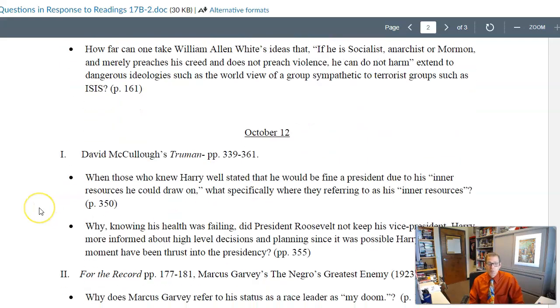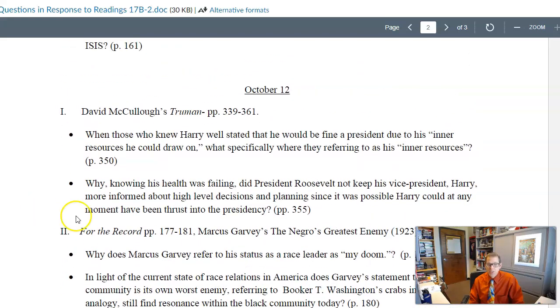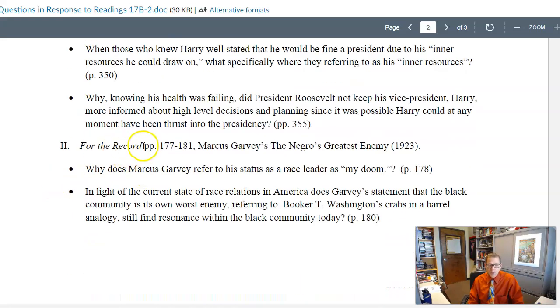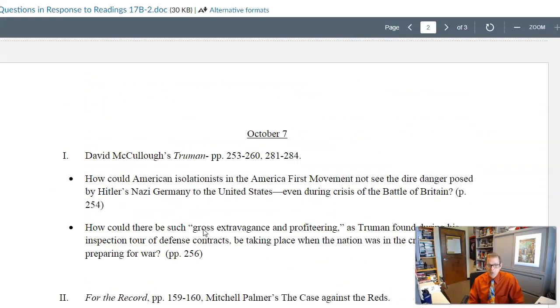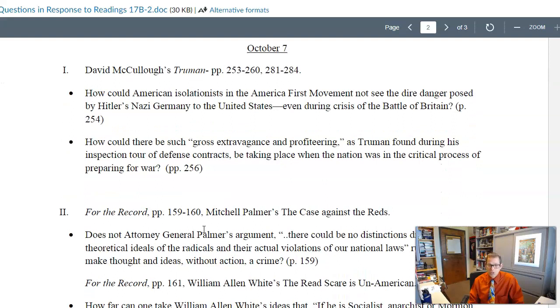The next class reading to do, you repeat the same thing. You put that due date there. You put the Truman pages there. Then your 2 questions, and then your For the Record, and then your 2 questions. So on the typical day, you have a total of 4 questions that you write down that day. On that class day, and the class is divided up into 2 days a week.